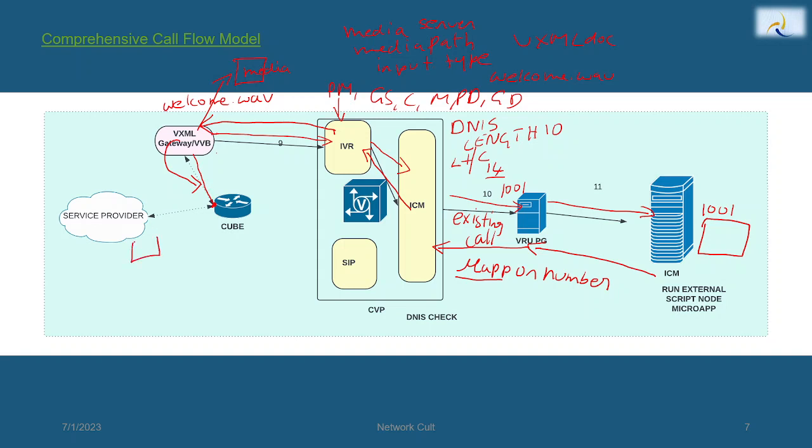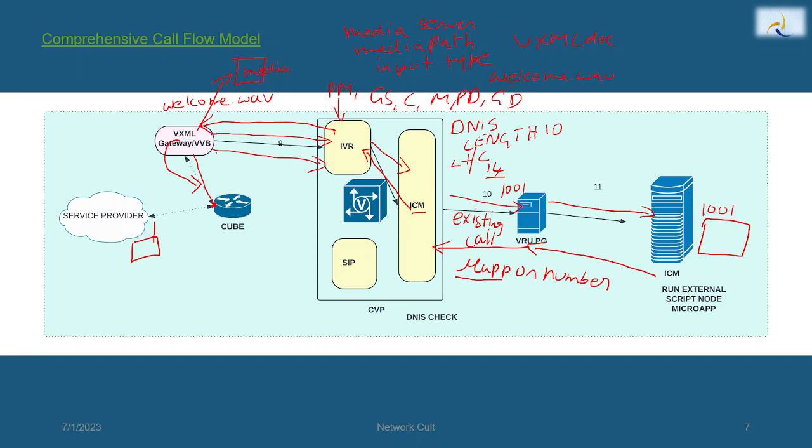The caller hears the welcome prompt when it dumps the audio in the audio path that it created in the previous step. Once this task is done, there is no more information in the VXML document. Then the VXML gateway will send a request to the IVR subsystem. The IVR subsystem will forward this request to the ICM subsystem.